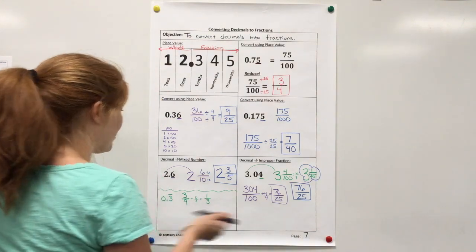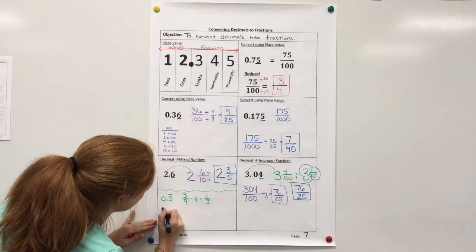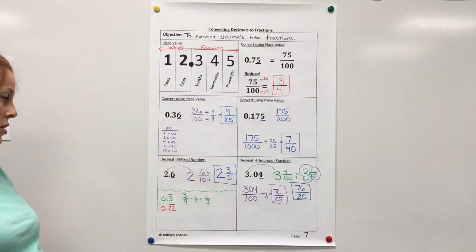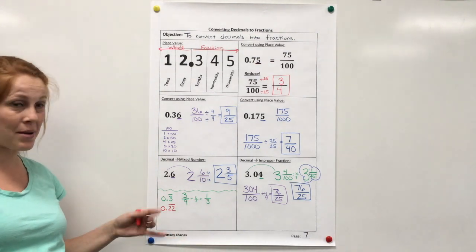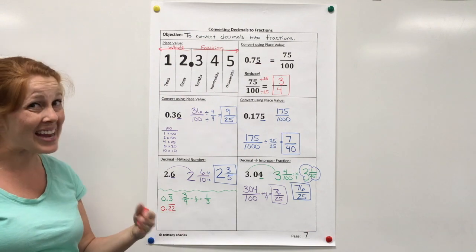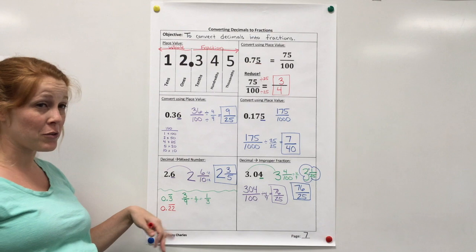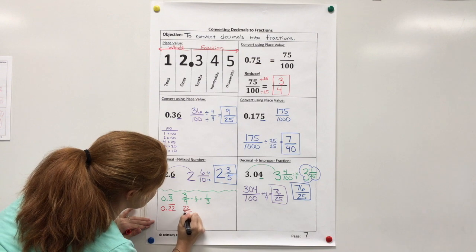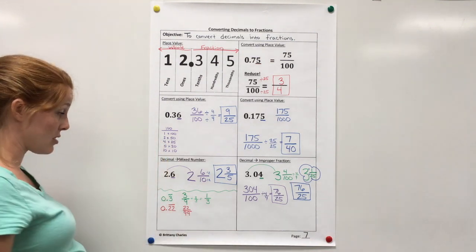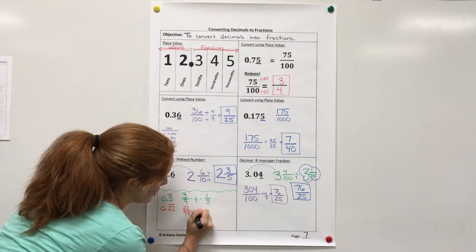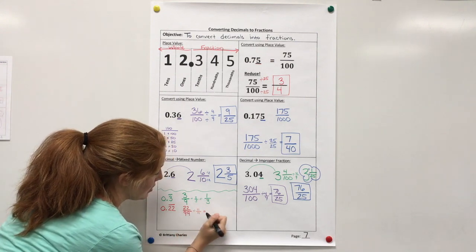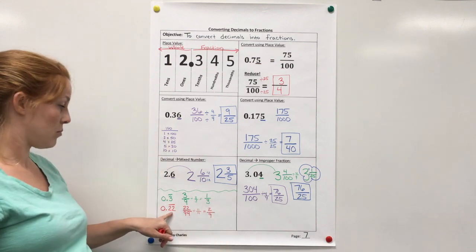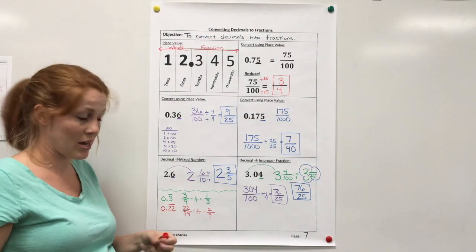Now, what if I had 2 digits repeating? So for example, what if it looked like this? Well, same thing. I'm going to put it over 9s, and however many digits I have, that's how many 9s I have to write. So instead of putting it over 9, I actually have to put it over 99. So 22 over 99. Now I can reduce this. I can divide these by 11. That would give me 2, and that would give me 9. So 0.22 repeating is actually just 2/9.